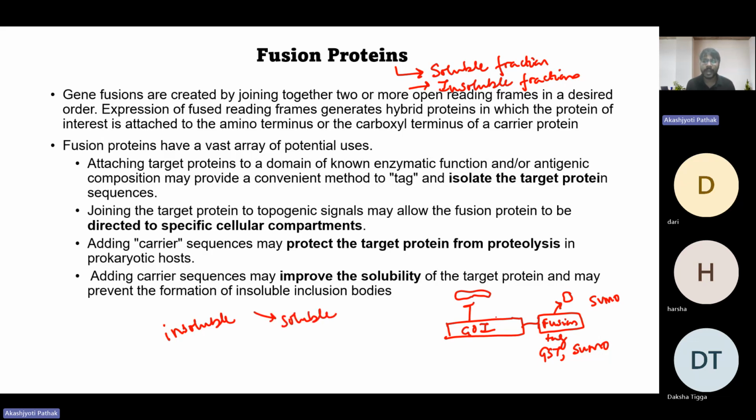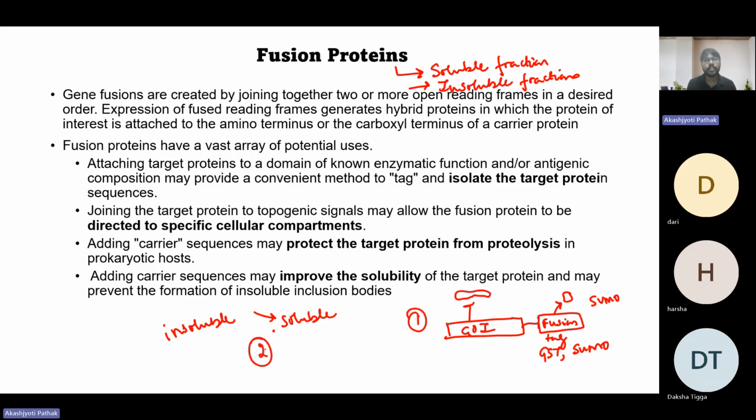You can add a fusion tag to your gene of interest, so that your insoluble protein will come in the soluble fraction. Okay. So then another type of fusion. So there can be different types of fusion tags. If you want the insoluble to soluble, then you can add this GST tag or SUMO tag. You can clone this GST tag, SUMO tag to your gene of interest. Then this is one method.